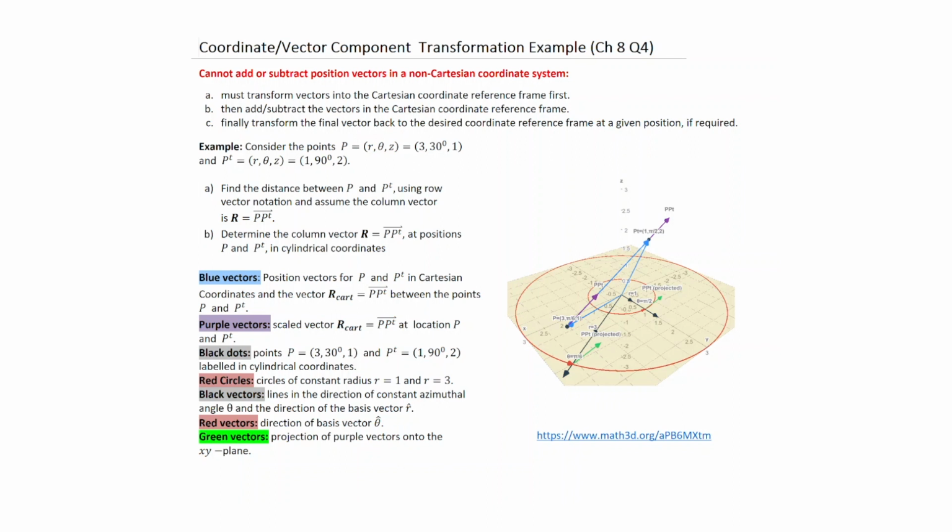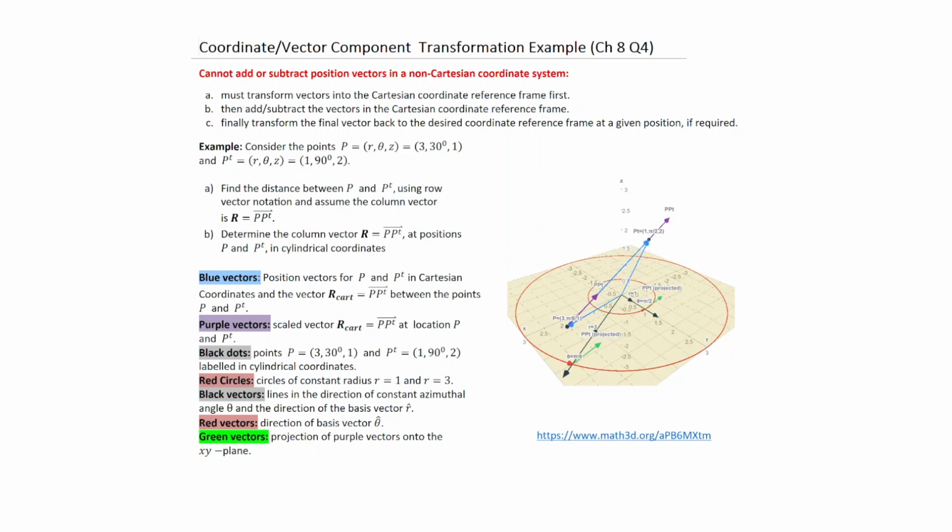P superscript T doesn't mean transpose. It's just a label that we've used for this example. So part A asks you to find the distance between P and PT using row vector notation, and assume the column vector is R equals PPT. And the second part is to determine the column vector R equals PPT at positions P and PT in cylindrical coordinates.